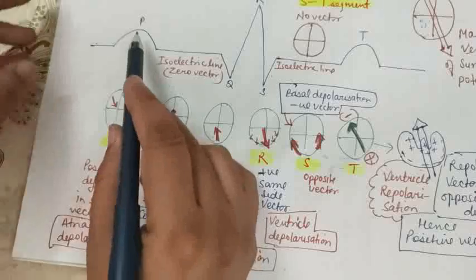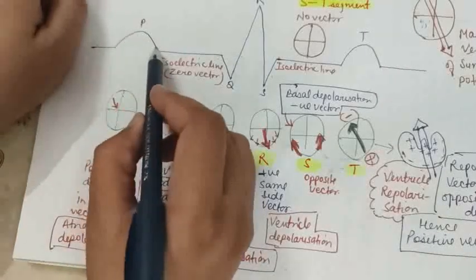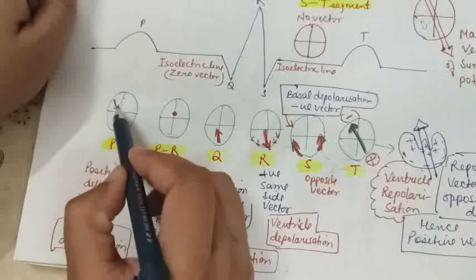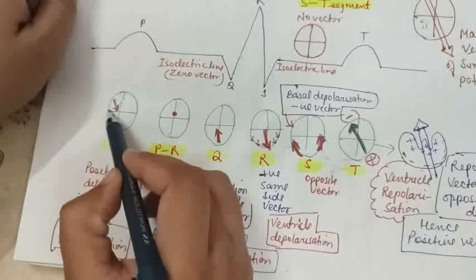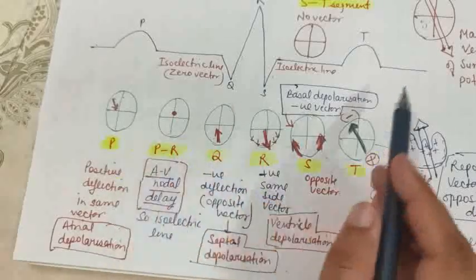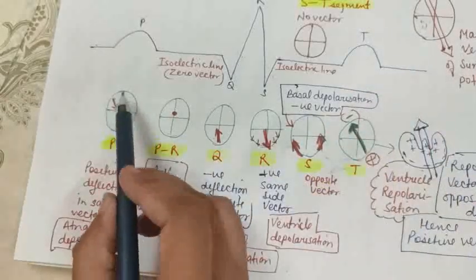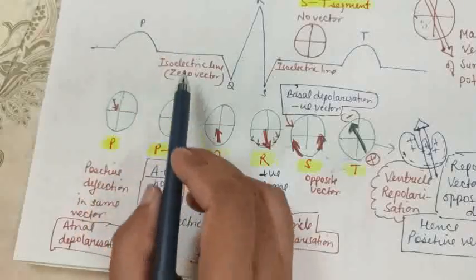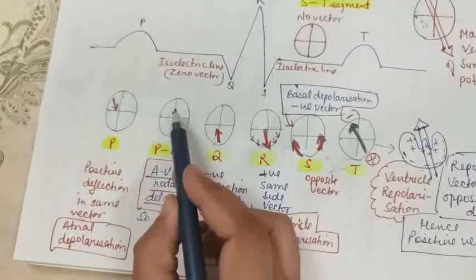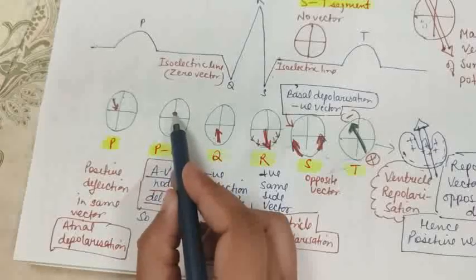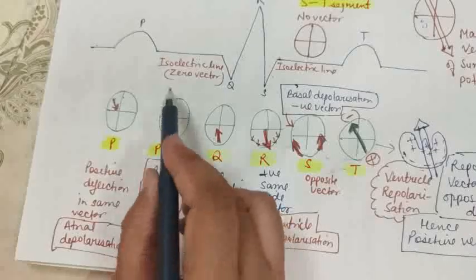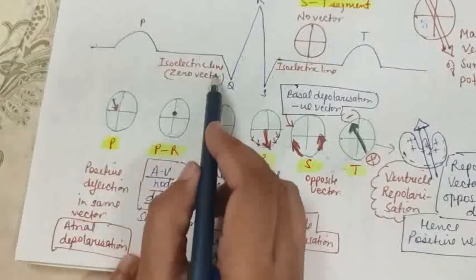Starting from the P wave, it is showing atrial depolarization. So from the SA node, the action potential is now transmitting toward the AV node. Since this direction of current is the same as this vector, it came out to be a positive wave. Then coming to this PR segment, again assume this is heart, and at the AV node there is no transmission of further impulse because of AV nodal delay, and that's why it is a straight line, isoelectric line.